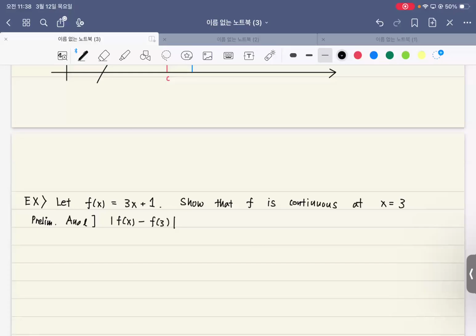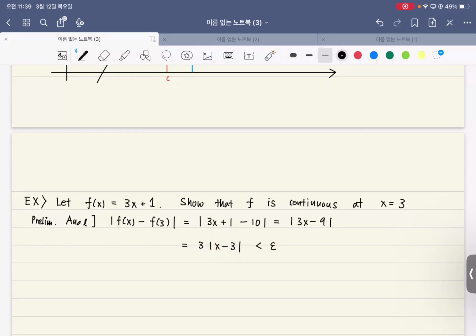All right. So f of x minus f of 3, this is f of x, and minus f of 3 is 10, right? So this is the absolute value of 3x minus 9. And this is 3 times the absolute value of x minus 3. And we require that this number must be less than epsilon, right? Now, can you guess under what condition this guy is less than epsilon?